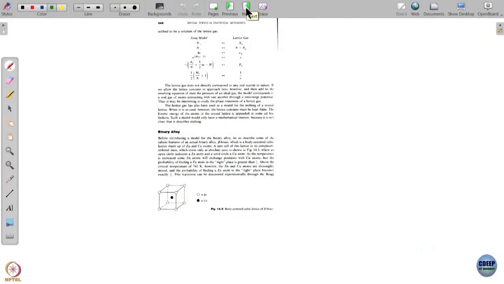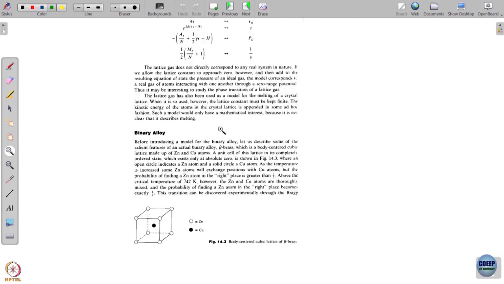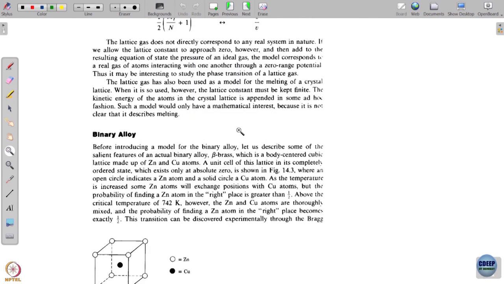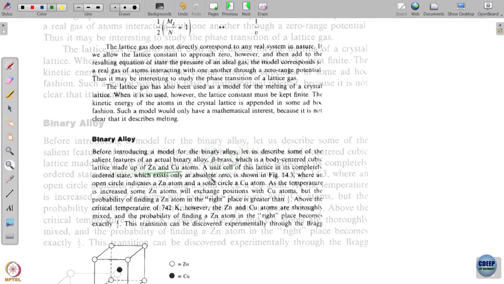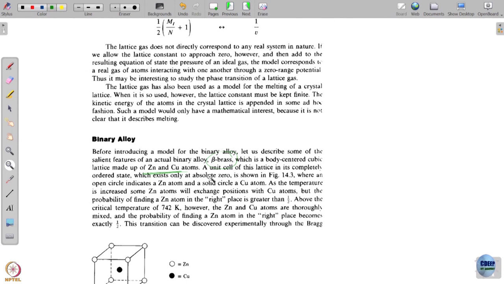We will next discuss one more interesting thing. Now, the binary alloy, beta brass, that is zinc and copper. My lattice sites are occupied either by a copper atom or a zinc atom. I can now consider the order-disorder transition that takes place at 742 Kelvin in this case.